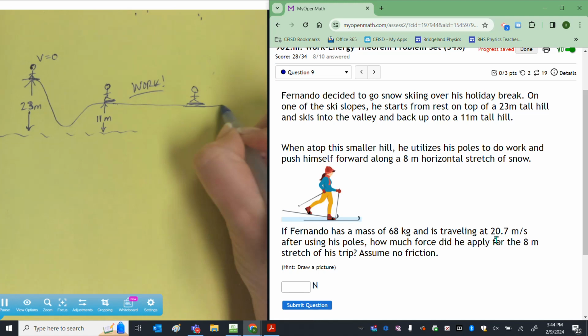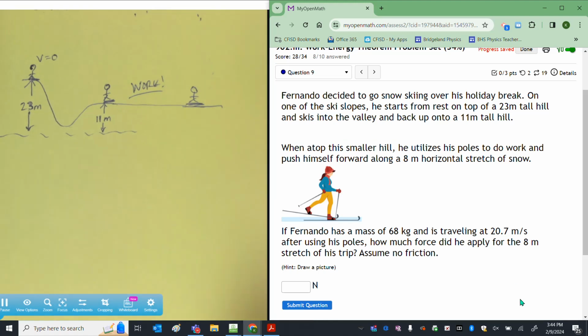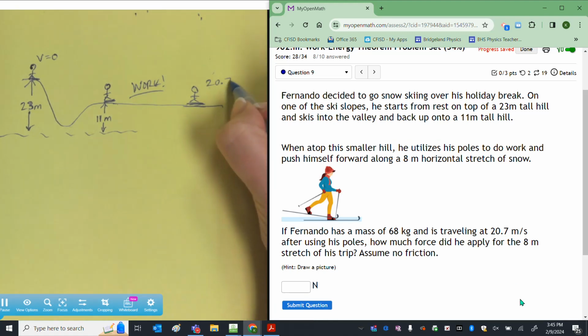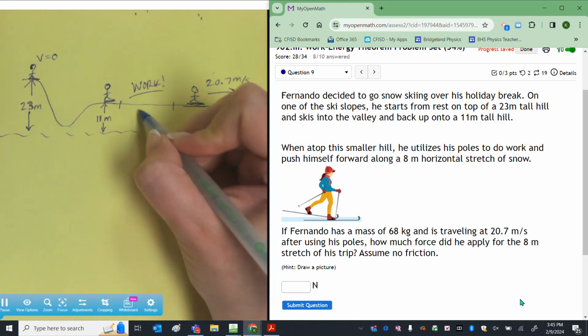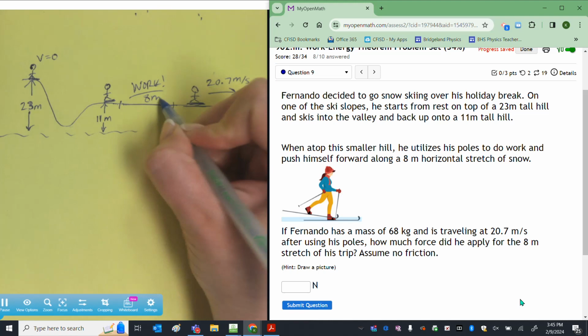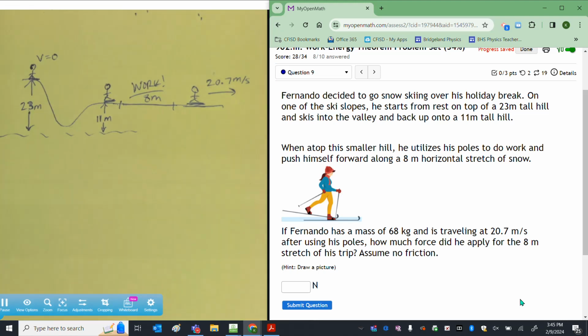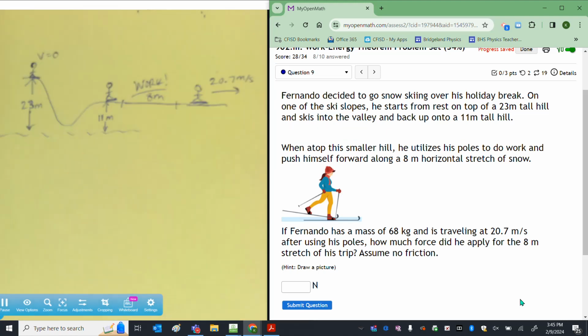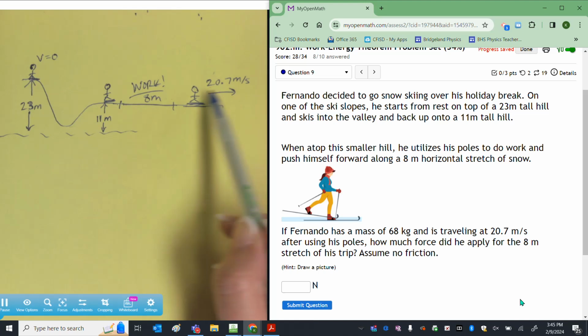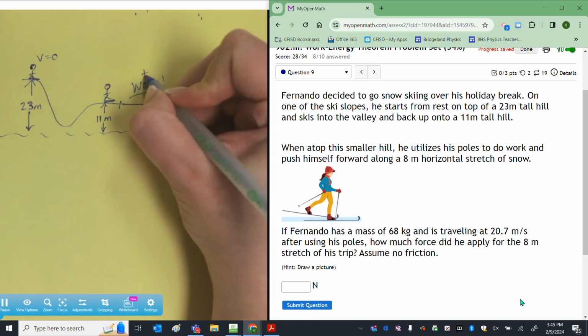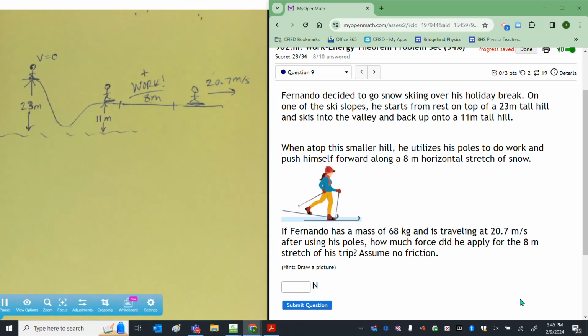After that he's traveling 20.7 meters per second. How much force did he apply for that stretch of his trip? So that work again happens over this 8 meters. All right, so 20.7 meters per second is theoretically faster than he would be traveling otherwise because he did positive work. He added energy into the system, so this is faster than it should be.